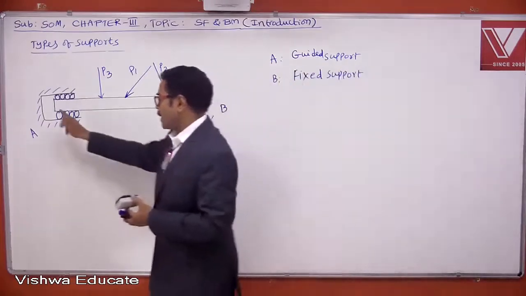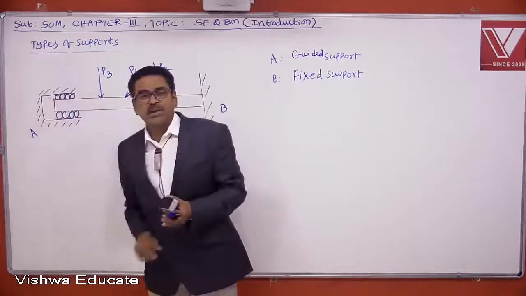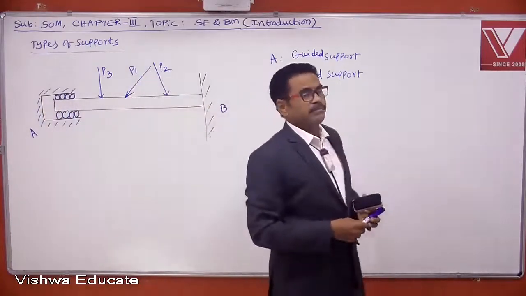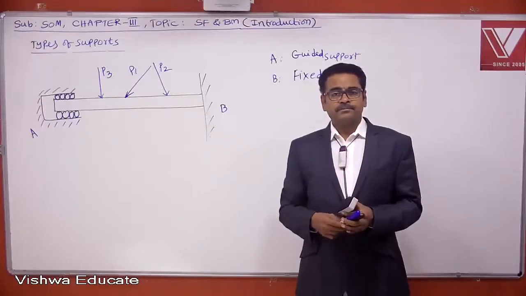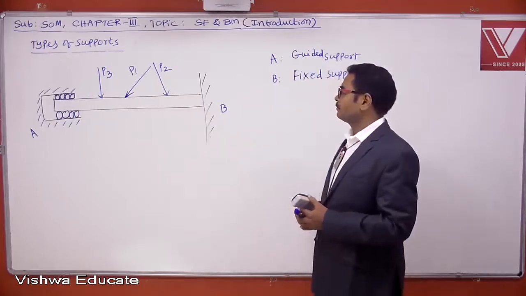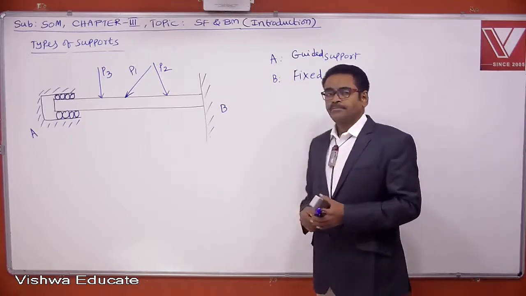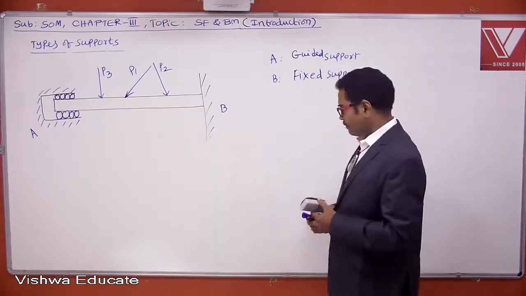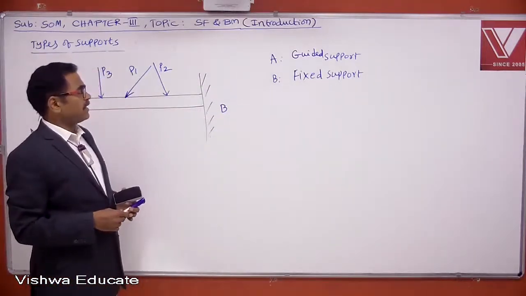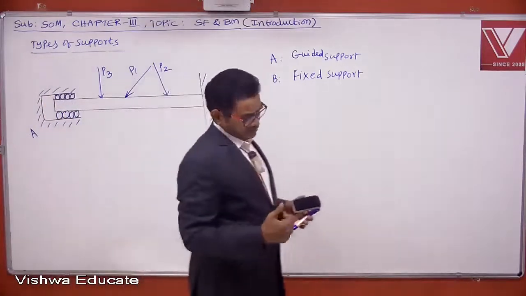And you may maintain some gap here, right? You have to maintain some gap here. Don't draw like this. Keep some gap between the end of the beam and the end of the guide. So A is guided support, B is fixed support. I hope you have drawn. Let us try to understand.